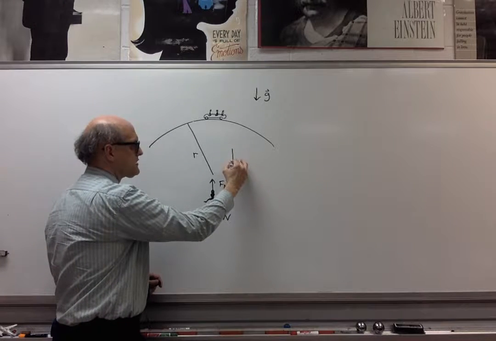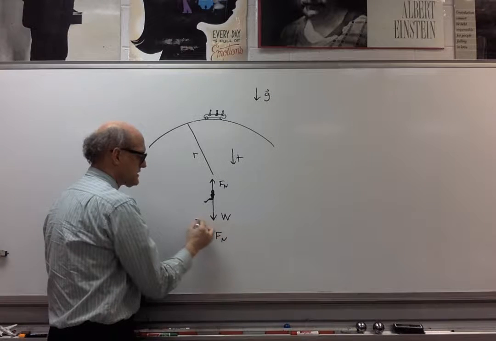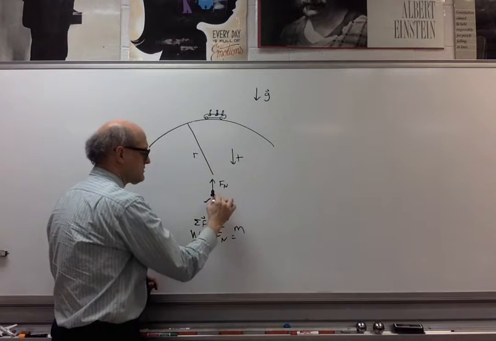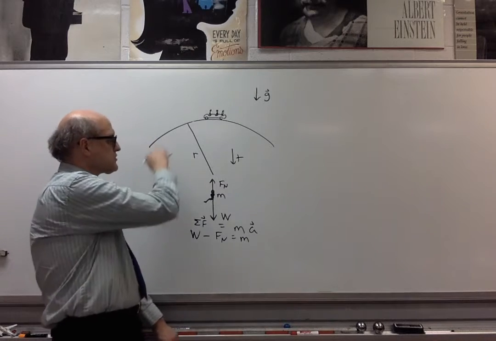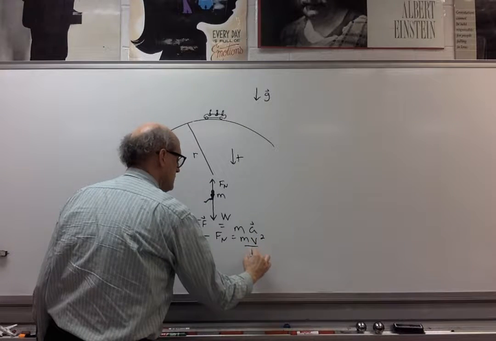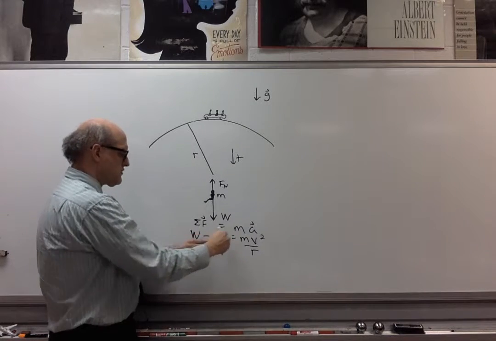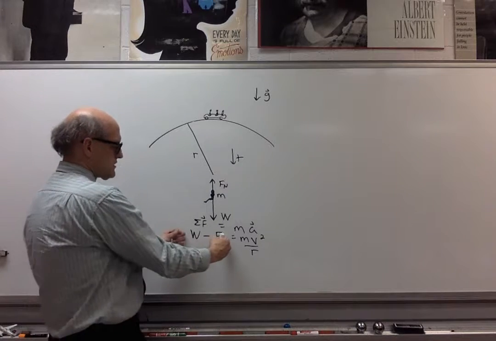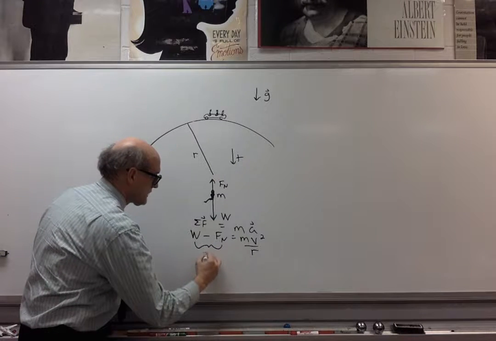Now I'm going to call down positive. So we have weight down minus the normal force. Okay, so that's the net force acting on the person. And that's equal to the mass of the person times the acceleration of the person. Now, this person is in circular motion, so we can express the acceleration as v squared over r. This quantity here, weight minus normal force, is the net force, but it's also center directed. So this quantity here is actually the centripetal force, Fc.